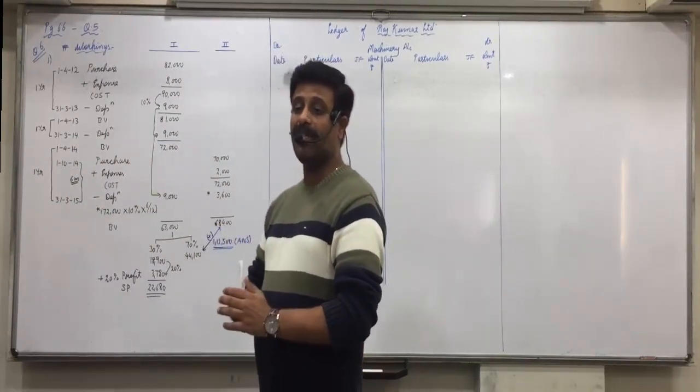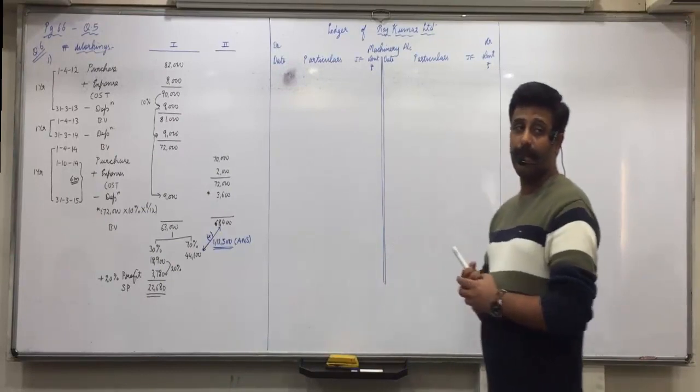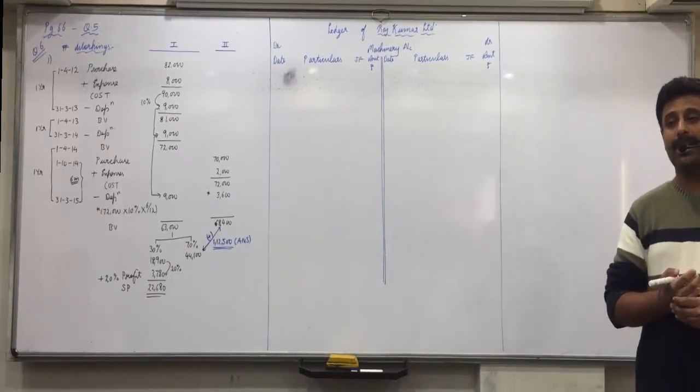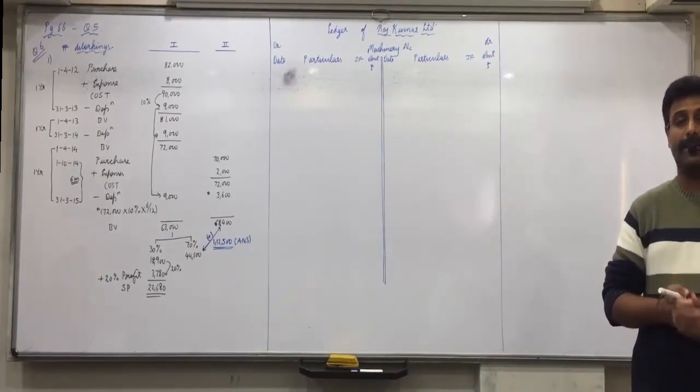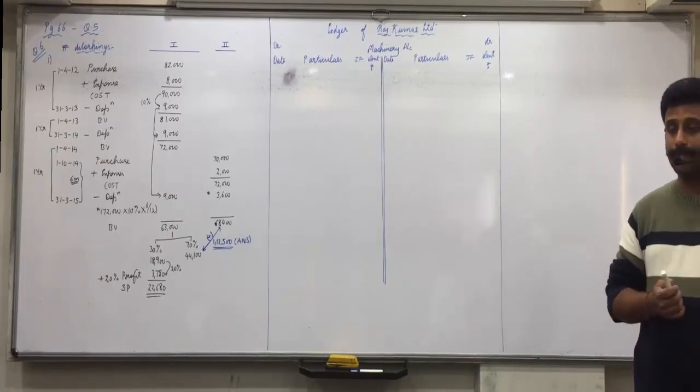So what is the shortcut to be followed? PP. What is that PP? Purchase and profit will come on the debit side. Everything else will come on the credit side.